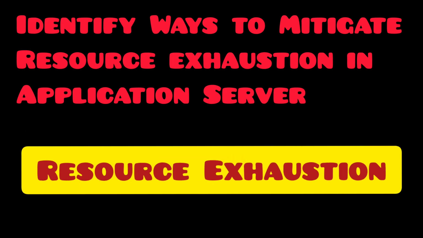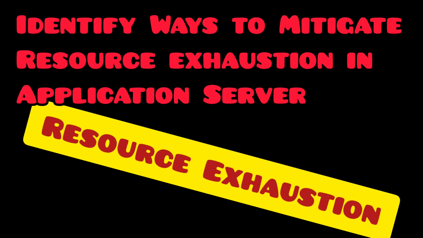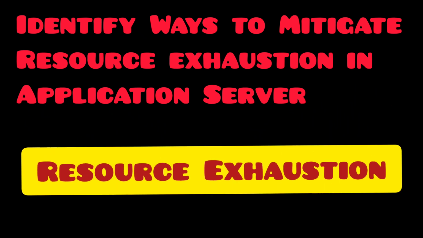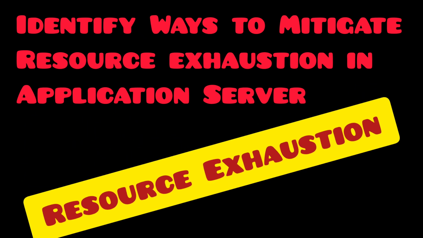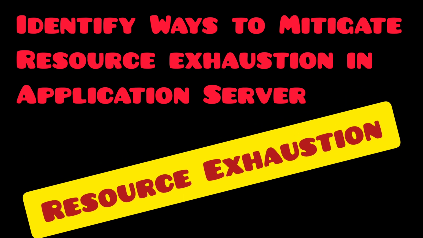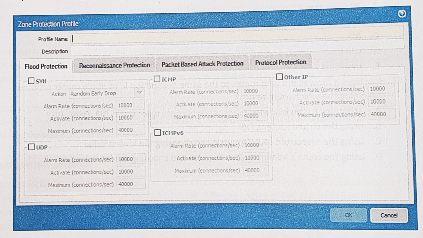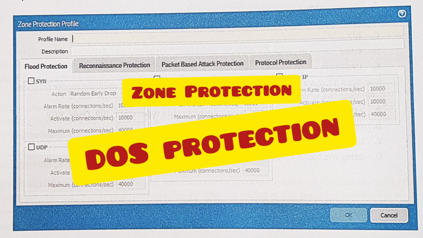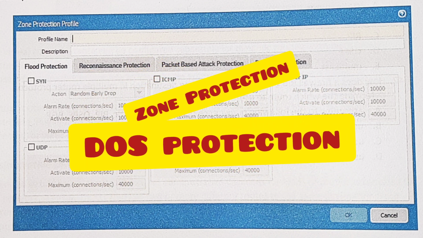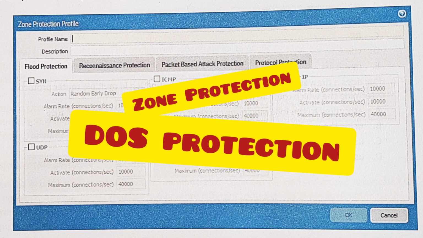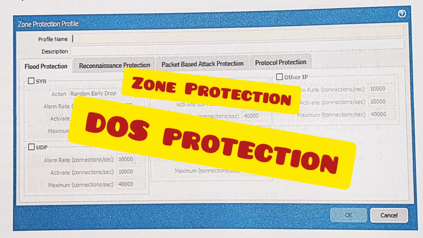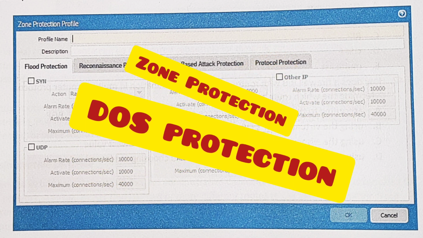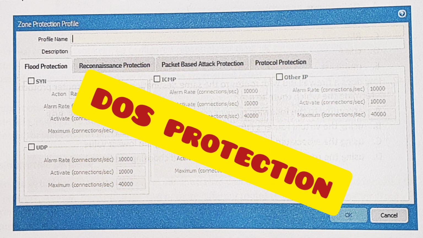Although PAN-OS software does have powerful protections, none of them is turned on by default, which leaves a firewall exposed to these attacks until protections are configured. Palo Alto Networks provides two protection mechanisms for resource exhaustion caused by attacks: 1. Zone protection profiles, and 2. DoS protection profiles or policies.